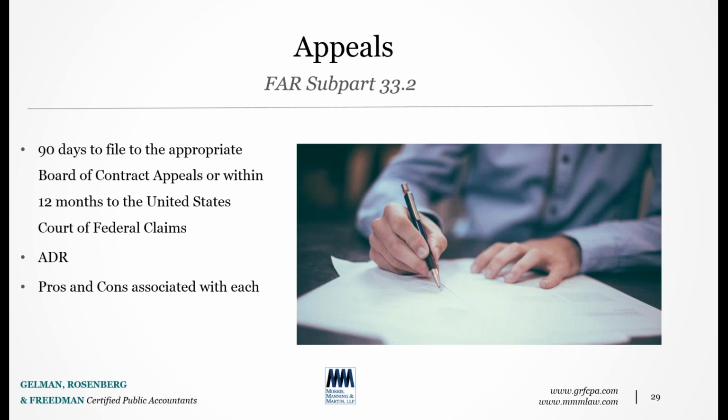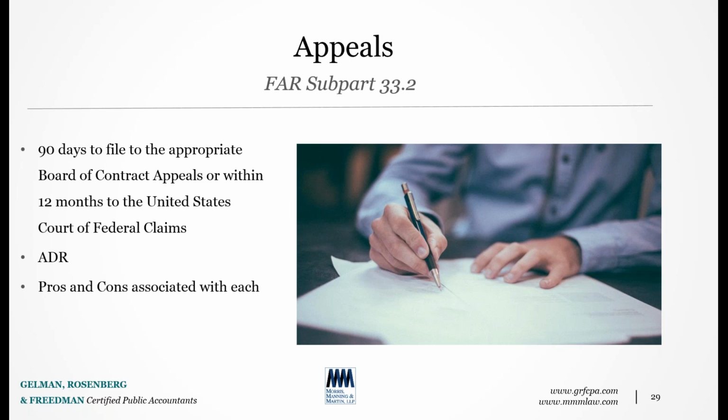So the contracting officer's final decision is final once you receive it, or if it's a deemed denial. If you do receive a contracting officer's final decision, it should state your appeal rights. But if it doesn't, then you have 90 days to file an appeal either at the appropriate Board of Contract Appeals or within 12 months to the U.S. Court of Federal Claims. I say the appropriate Board of Contract Appeals because there are two of them. There is the CBCA, which is the Civilian Board of Contract Appeals, or the ASBCA, the Armed Services Board of Contract Appeals. In USAID's case, obviously, the correct board that you would file at would be the CBCA.